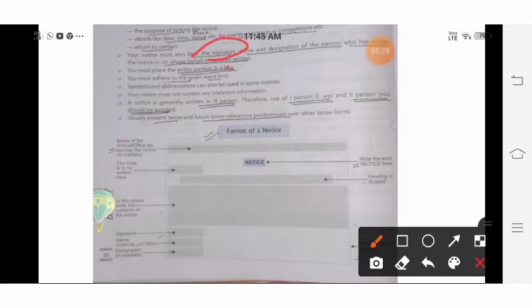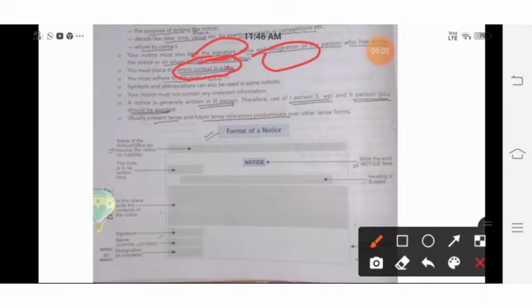Then, designation means post. If it is holding a post, then that should also be mentioned. Got it? And then once you have written the notice, what you have to do? You have to just make sure that the content is in a box. This is very important. The entire content, whatever you have written, should be in a box. And make sure that you adhere to the word limit. Do not exceed the word limit. Okay?